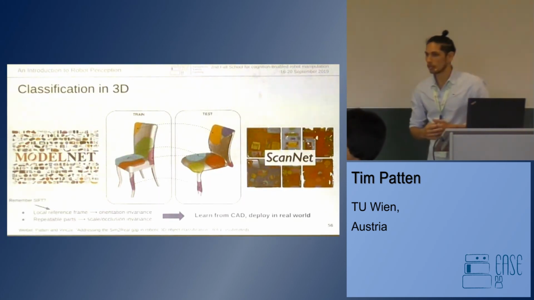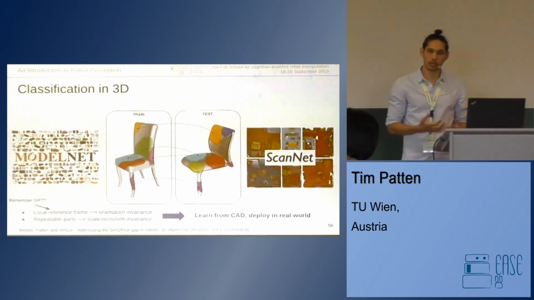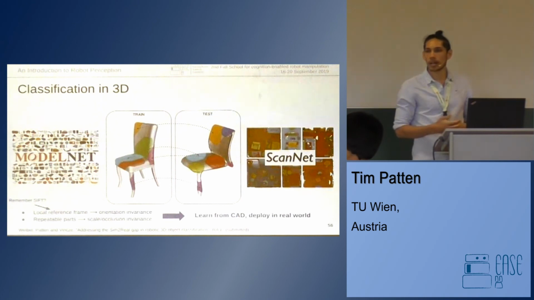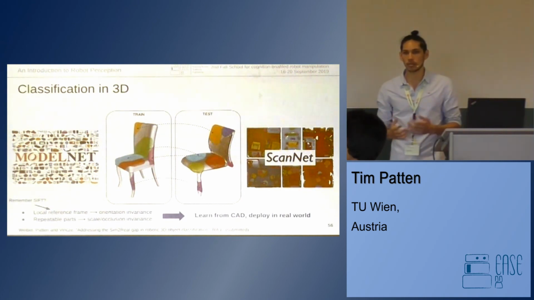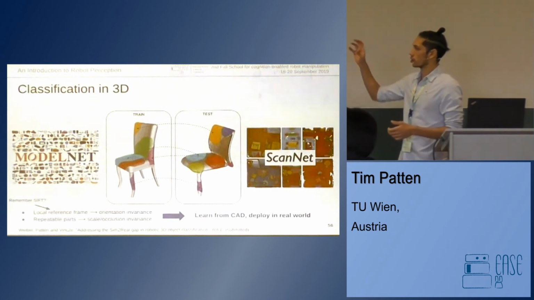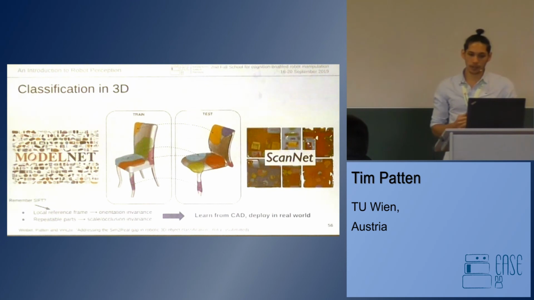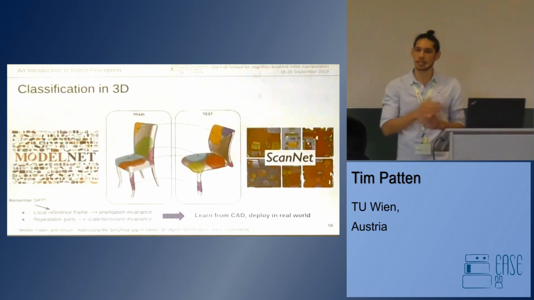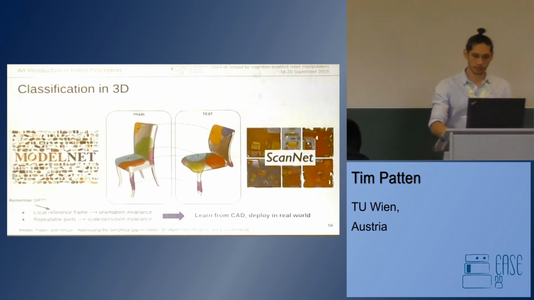And to point that out, we're testing on CAD models, so this is artificial data, but it enables us to test in the real world. So we generally do the transfer from ModelNet to ScanNet, and we can show that it works very well. So we can train everything in simulation, and then deploy it in the real world. Of course, results are not as good as testing on artificial data, but they're still generally quite good.